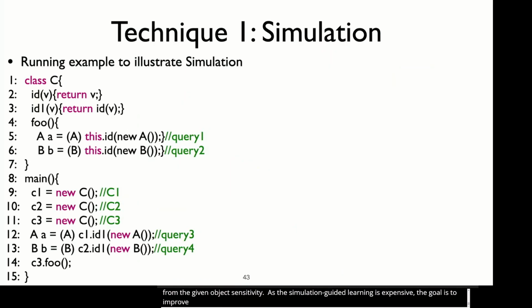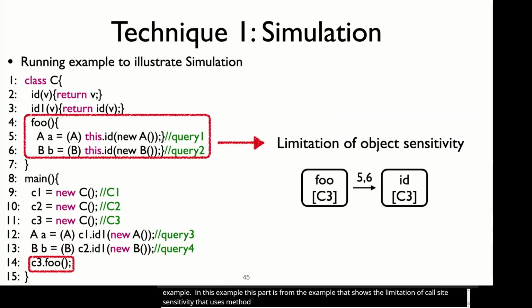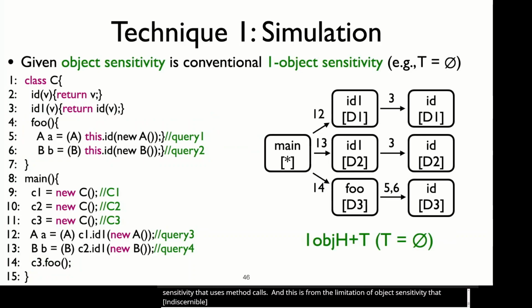This is a running example to illustrate simulation. Don't worry, it is a redundant example. In this example, this part is from the example that shows the limitation of call site sensitivity that uses nested method calls. And this part is from the limitation of object sensitivity, that the method calls share the same receiver object. Let's suppose the given object sensitivity is conventional one object sensitivity. Conventional one object sensitivity can also be seen as object sensitivity with tunneling, where the tunneling abstraction is an empty set.